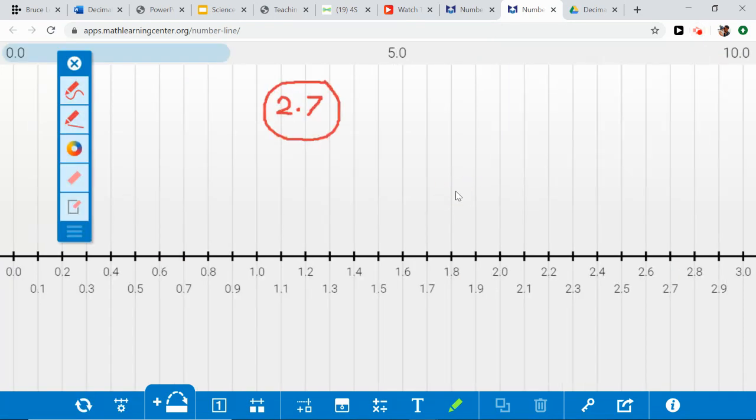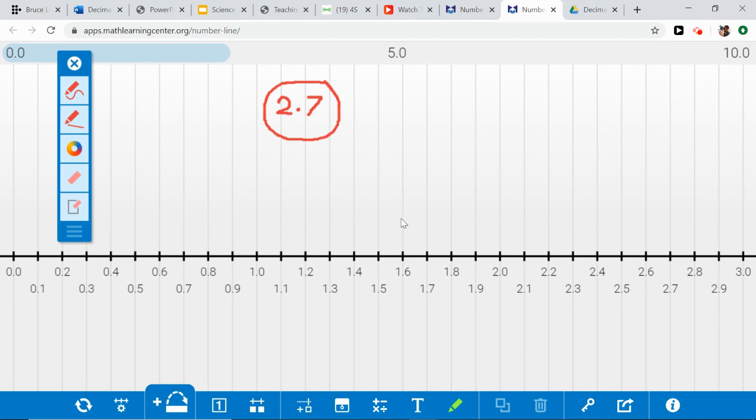So here I've zoomed into my number line, and you can see that I've got 30 intervals, but it stops at 3, and that's because it's now going up in tenths. So 0.1, 0.2, 0.3, and it goes all the way up to the whole number 3, which is obviously 30 tenths. So I want to round 2.7 to the nearest whole number.